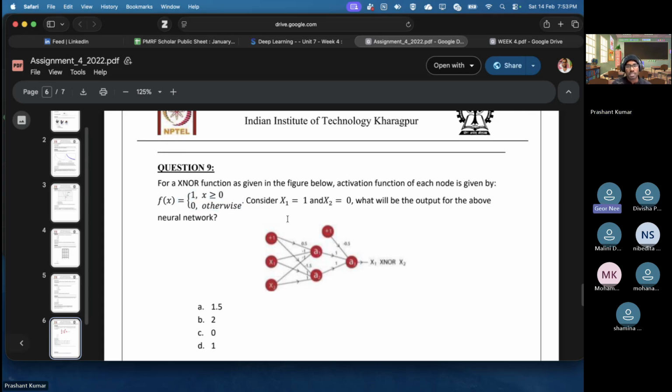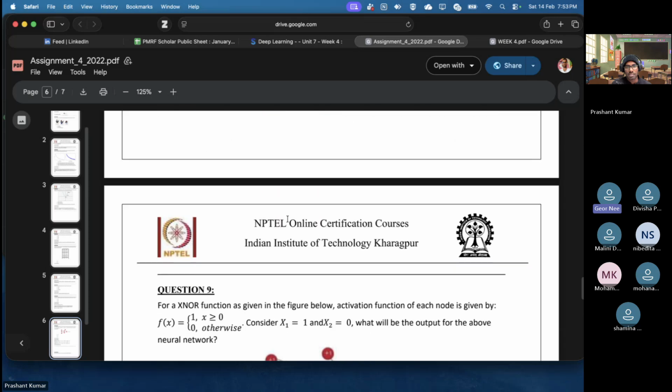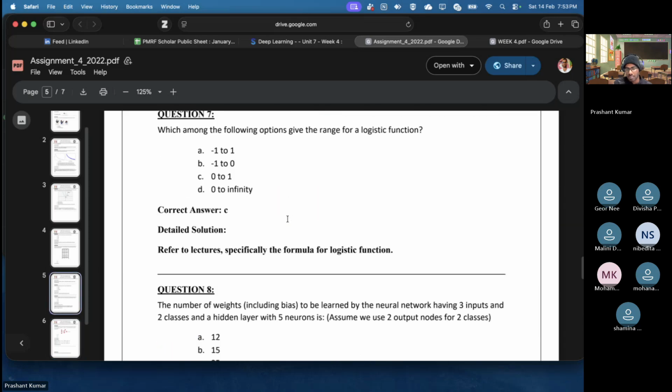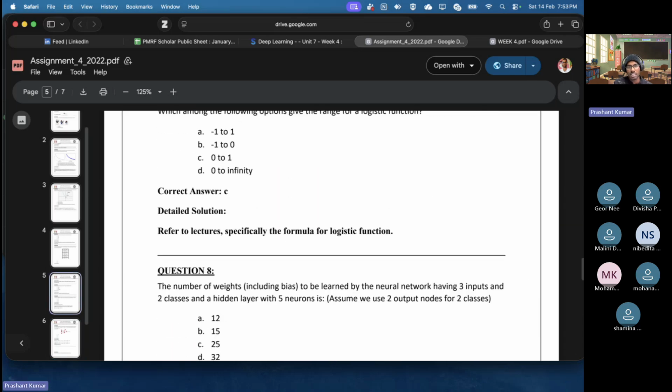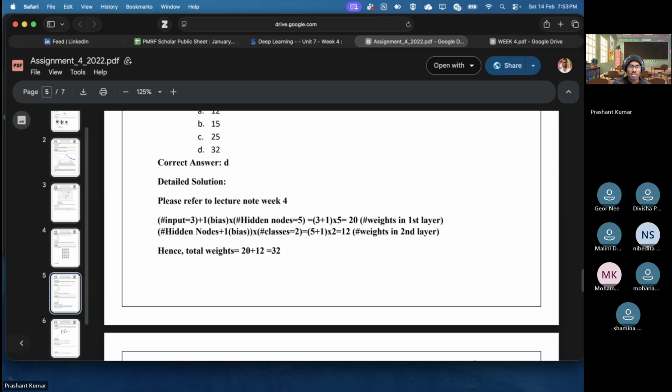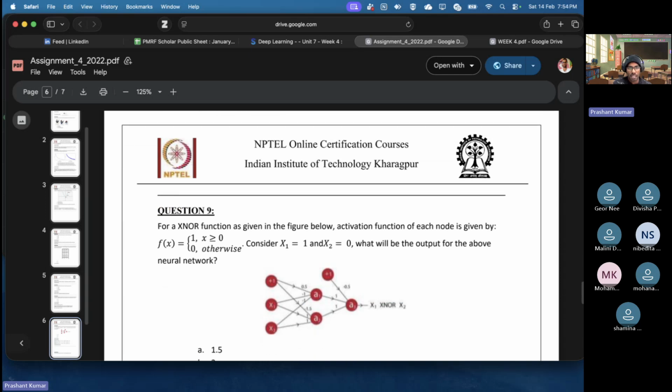Sir, can you please explain the previous problem, sir? Question number 8. So basically the input was 3, output is 2, and you have a 5 hidden layer. So in this case, in question 9, you have a 2 input, so replace it with 3. You have a 2 hidden layer, replace it with 5. And you have a 1 output, replace it with 2. And then you should be able to solve it, I guess.